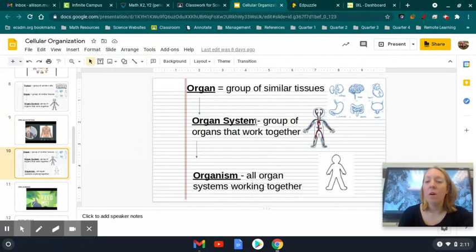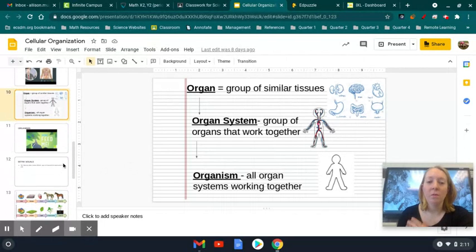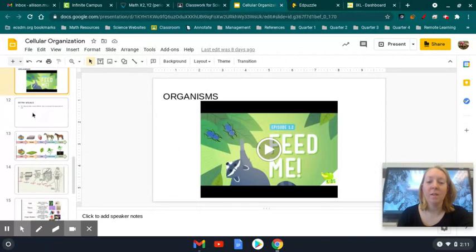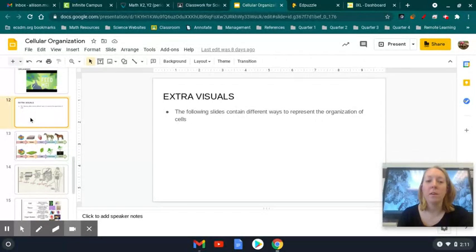And then when you put all of those systems together, you get an organism, which is all of it working together. That's like a human or an animal. It's pretty amazing how the human body works with all of those different systems and organs working together, doing what they're supposed to do, not interfering with each other, and creating you. Again, there's another video. I'm not going to play them on here. You can watch them yourself if you would like to.